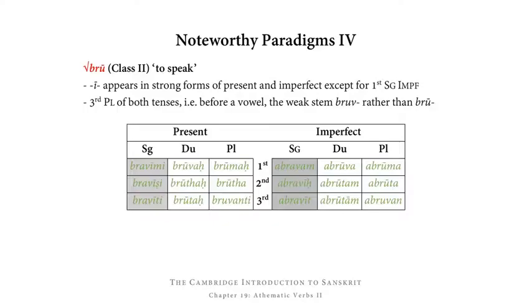The weak stem is simply bru, and so, for example, in the present tense, in the dual, we have bru wach, bru tach, in the plural, bru mach, bru ta. And then in front of the ending anti, which begins with a vowel, the weak stem appears not as bru with a long u, but as bruv, so short u and w, bruwanti. And that same internal sandhi of the stem we also find in the third plural of the imperfect. Again, weak stem in front of an ending that begins with a vowel, so there we get abruwan.